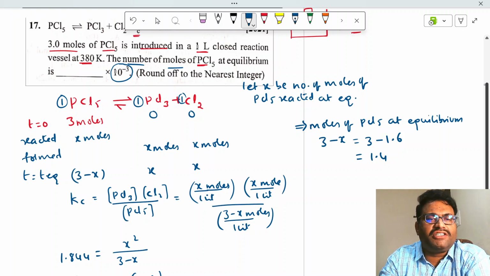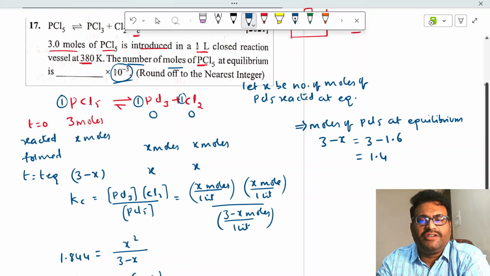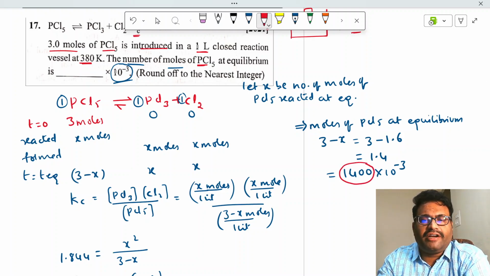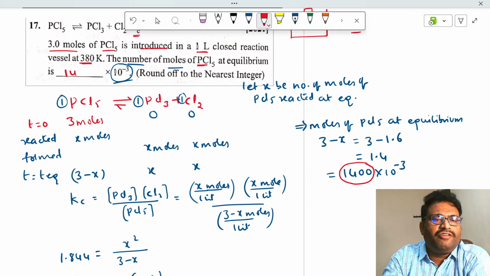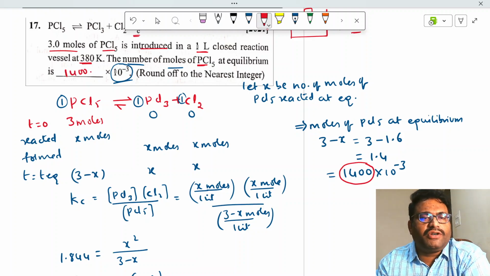But the question asked is in the format of 10 power minus 3. So this 1.4 can be written as 1400 into 10 power minus 3. So what will be the answer? The answer will be 1400. Okay.